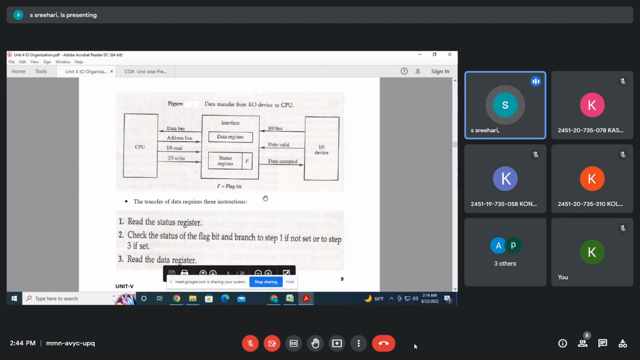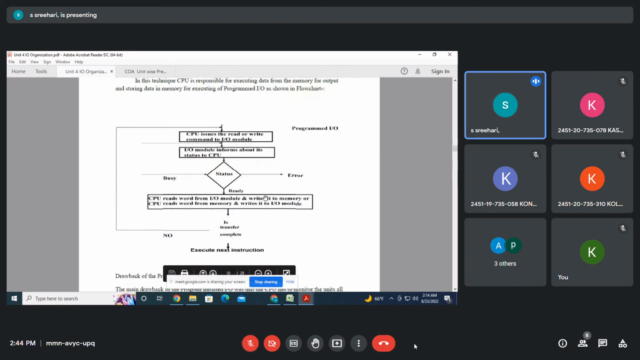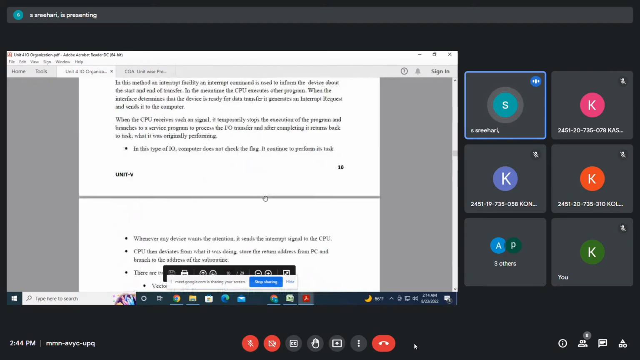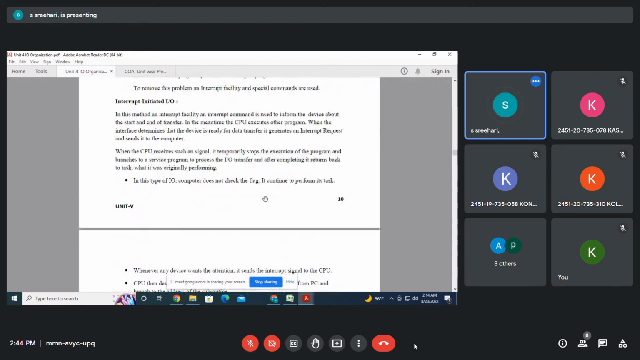So to overcome this, we are going for interrupt initiated IO. In interrupt initiated IO, whenever the data is taken by the interface, the flag bit is one, then we send an interrupt signal to the CPU: I already collected the data into the data register, so you can collect the data. Until that time, the CPU is going to be busy with its work, right? So that is interrupt initiated IO.